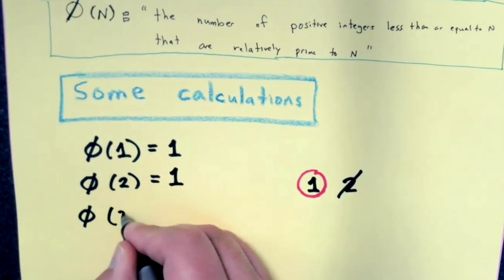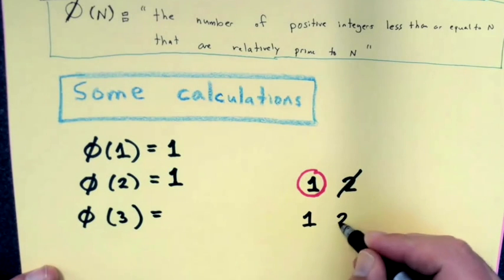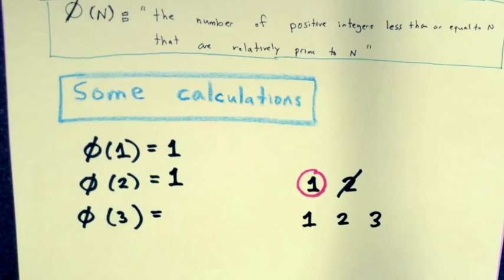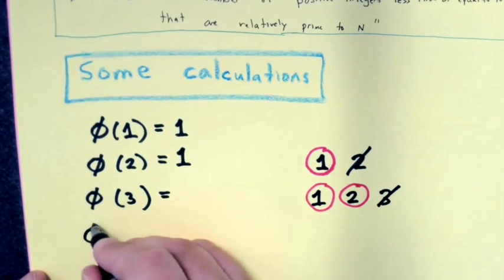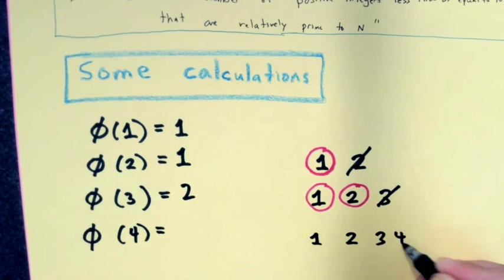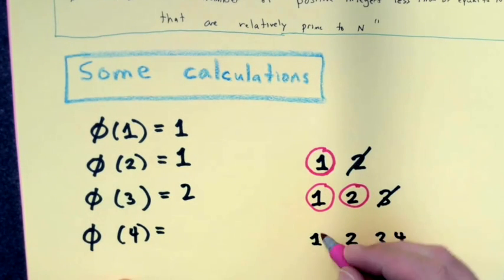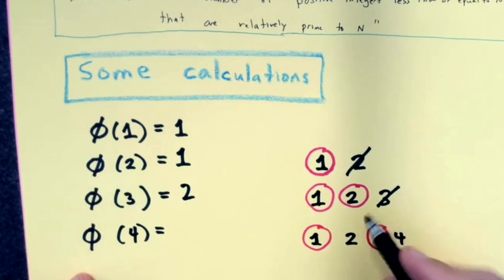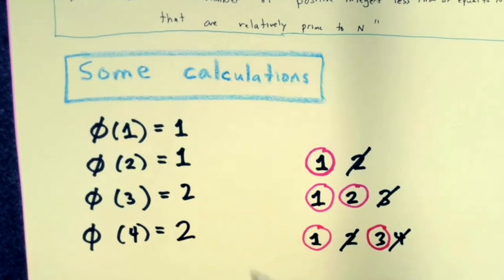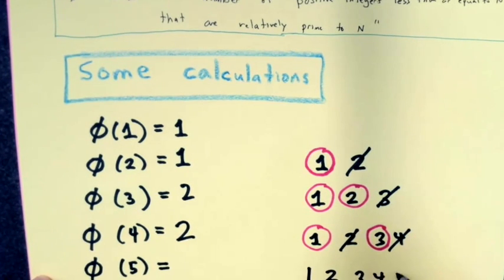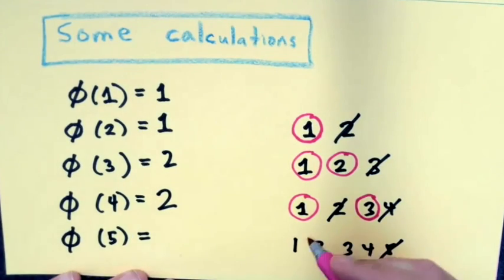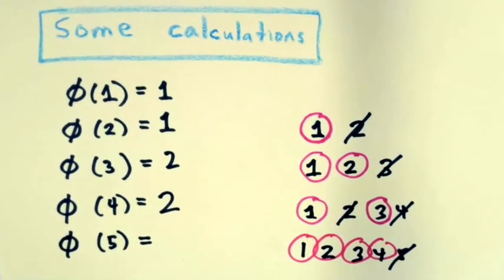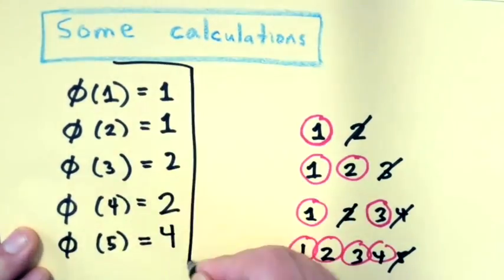What about phi of 3? What are the positive integers less than or equal to 3 that are relatively prime to 3? What about phi of 4? I have 1, 2, 3, 4. Yep. So 1 is relatively prime to 4, and 3 is relatively prime to 4. All right, last one we'll do right now. What about phi of 5? Yeah, 1, 2, 3, 4, 5. All of these numbers are relatively prime to 5 except 5 itself. So this is how you do the basic calculation.